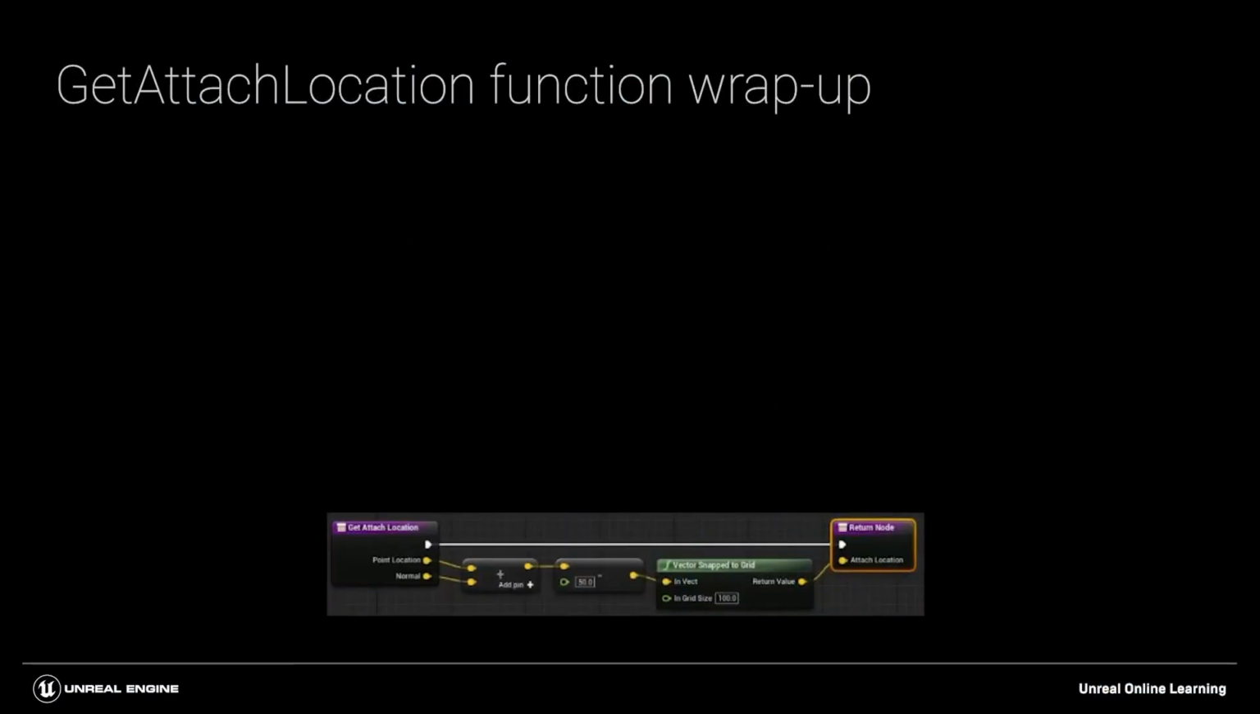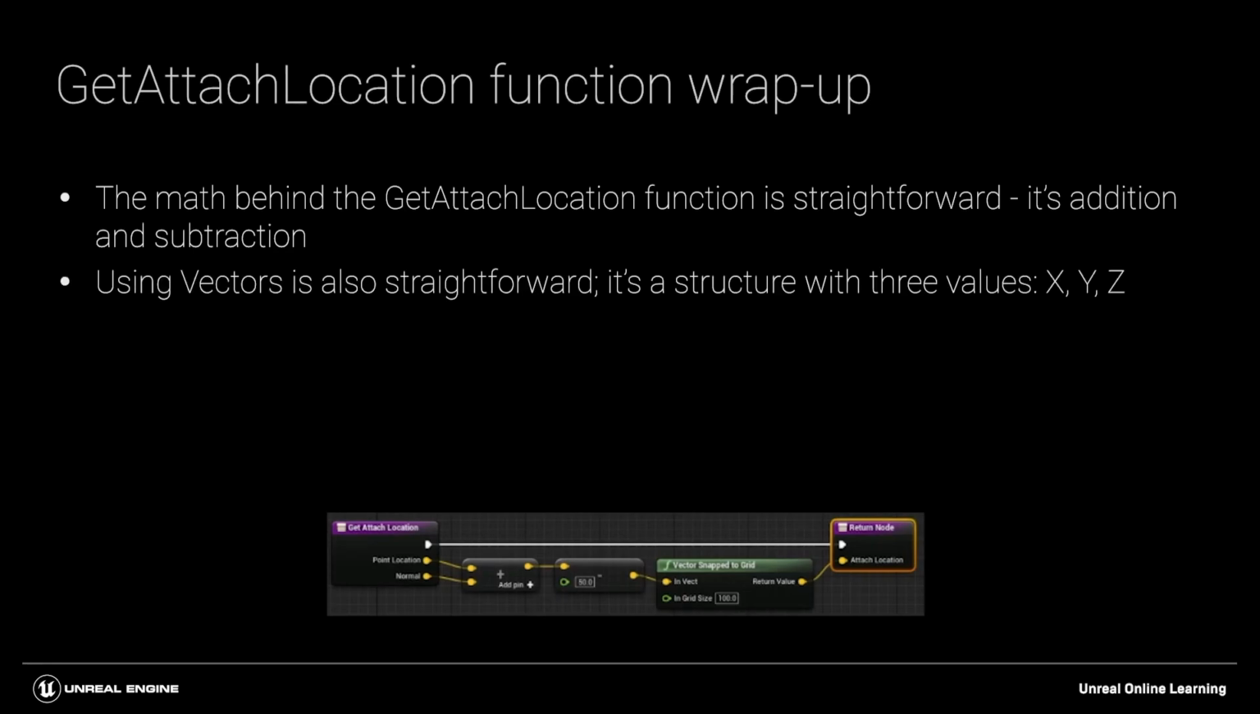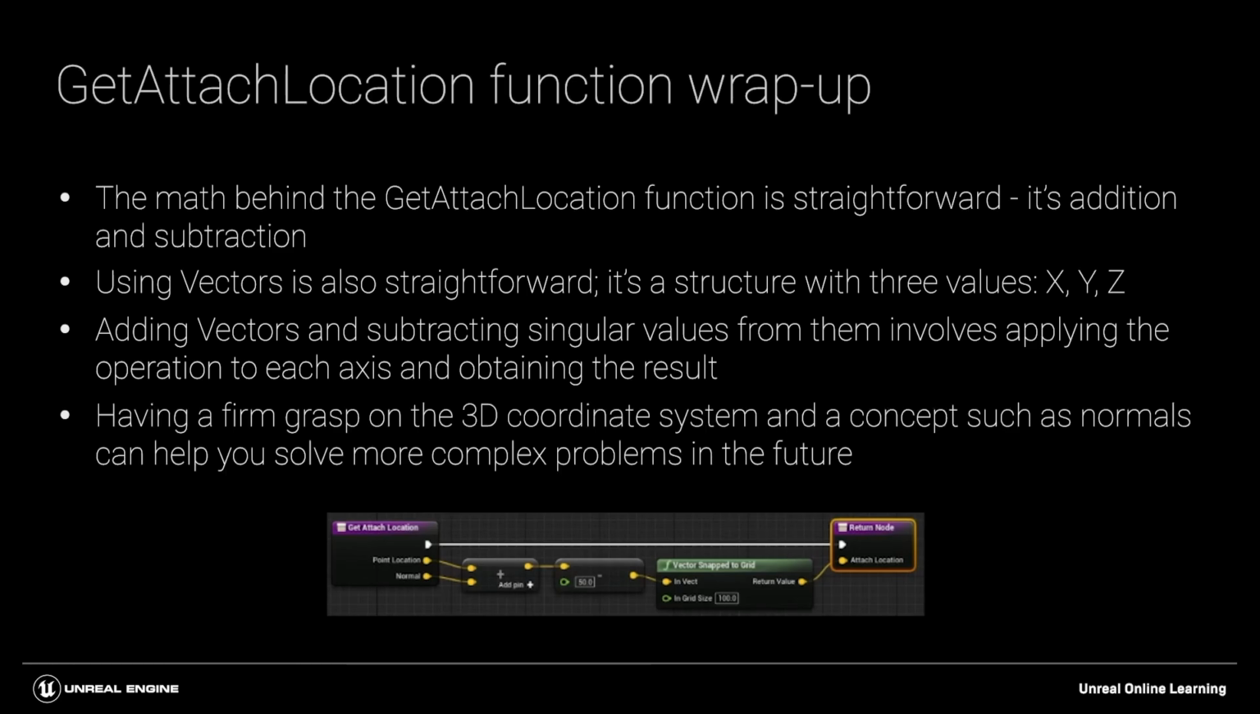To wrap things up, the math behind the getAttachLocation function is straightforward. It's addition and subtraction. Using vectors is also straightforward. Vectors are a structure with three values, an x, y, and z. Adding vectors and subtracting singular values from them involves applying the operation to each axis and obtaining the result. Having a good grasp on the 3D coordinate system and a concept such as normals can help you solve more complex problems in the future.